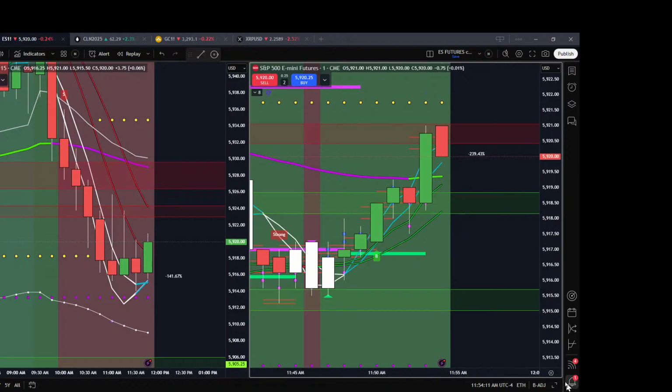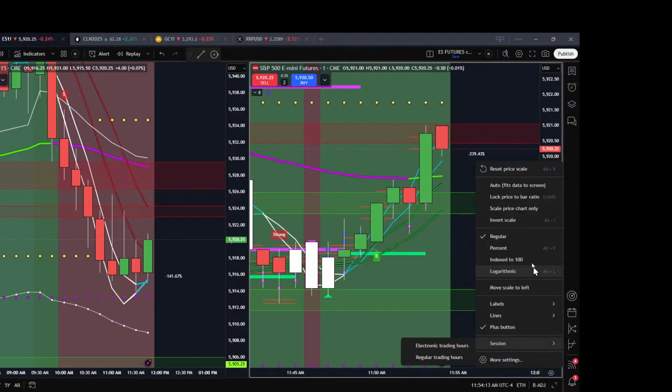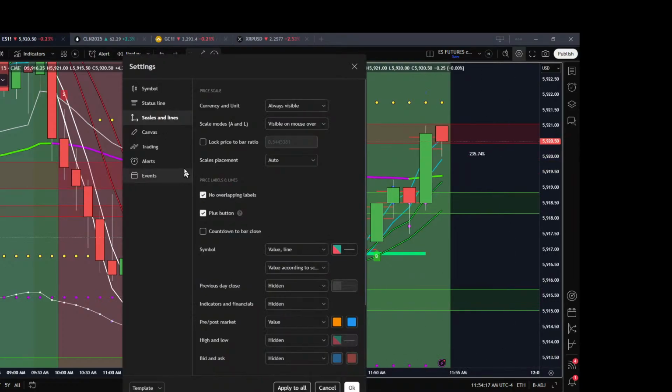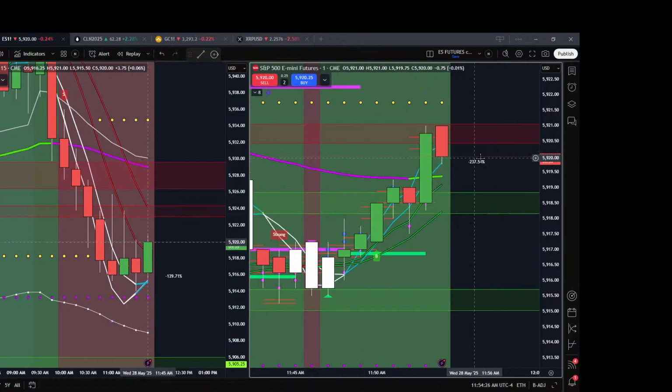We'll see. One thing you can do is put a timer on here. More settings, countdown to bar close, guys, if you want to see how long you have before that close happens. Go to settings, countdown to bar close. So I've got 32 seconds for this bar to form.